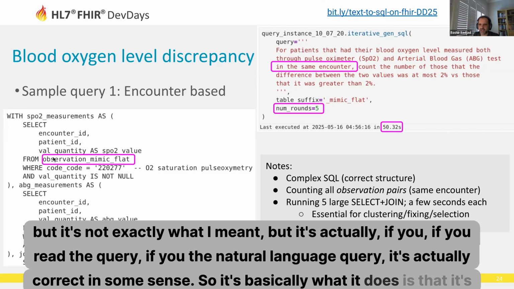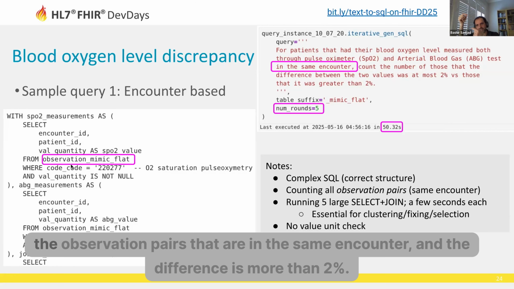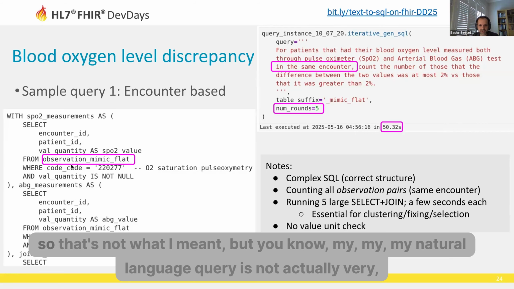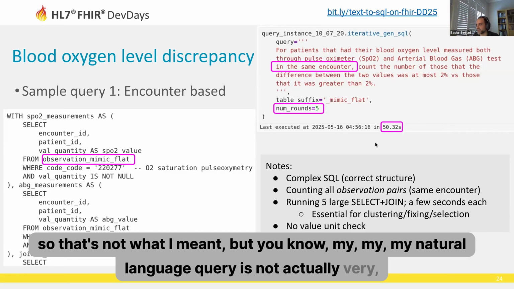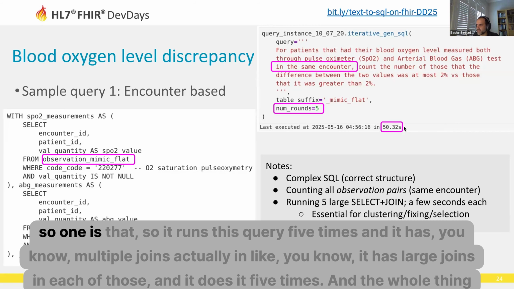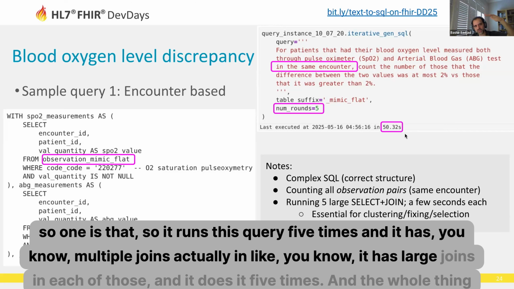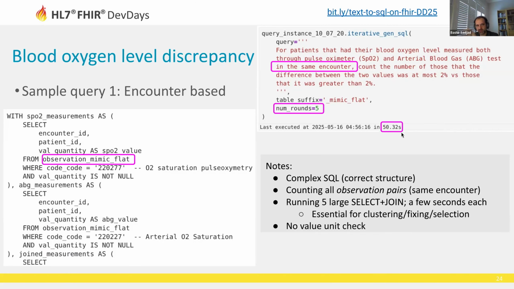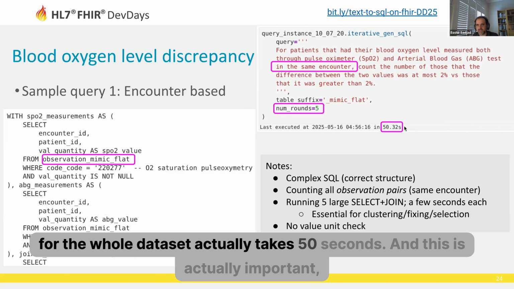So what it does is count the observation pairs that are in the same encounter, where the difference is more than 2%. That's not what I meant, but my natural language query is not very accurate. A couple of points here: it runs this query 5 times, it has multiple large joins in each of those, and the whole thing for the whole data set takes 50 seconds.